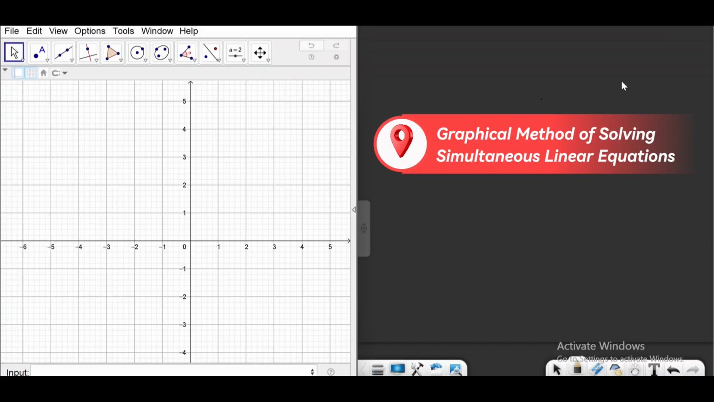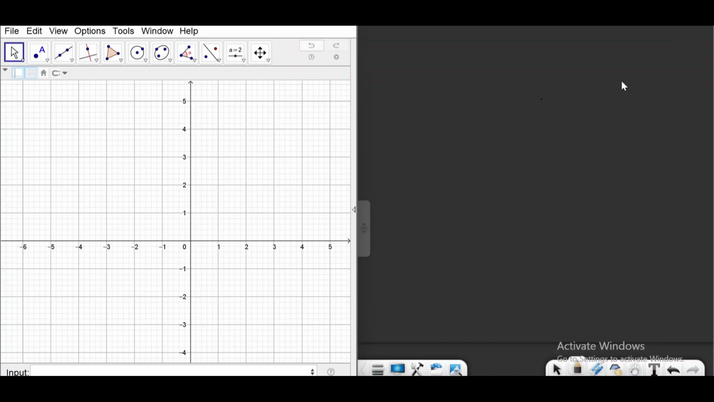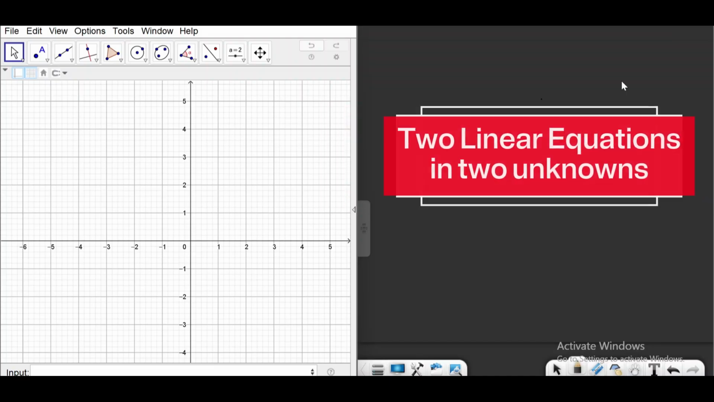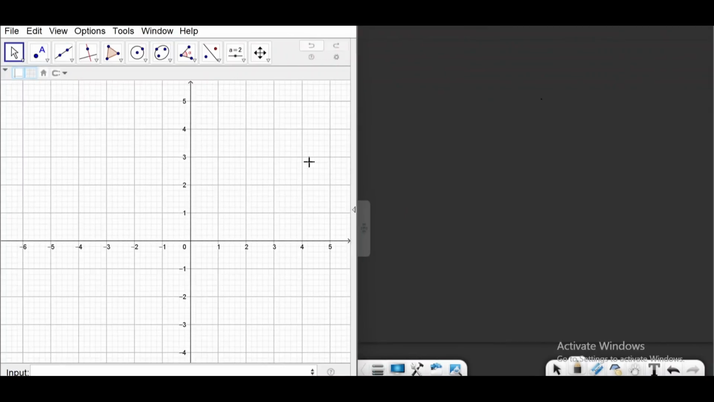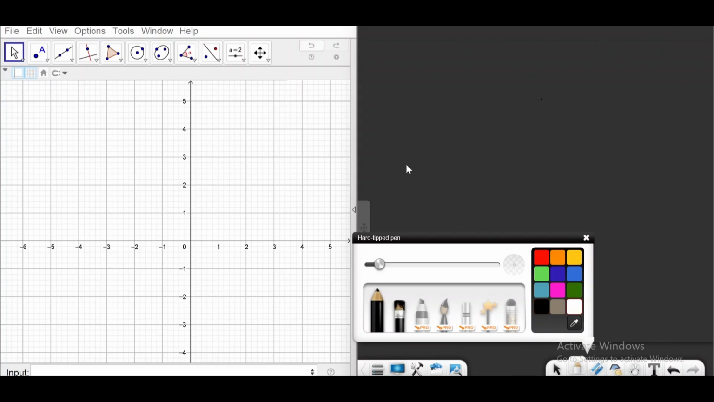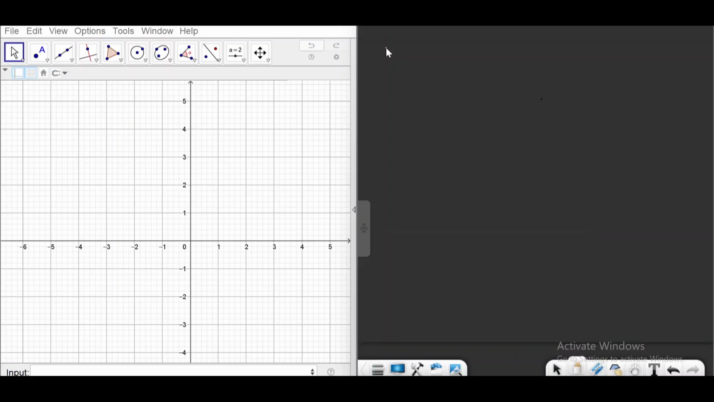And what are simultaneous equations? Simultaneous equations are two linear equations in two unknowns. Now we have an example. For example, we might be given x plus y equals 4. This is a linear equation, and the unknowns here are x and y. Because we have two unknowns, we need a second equation to be able to solve this.